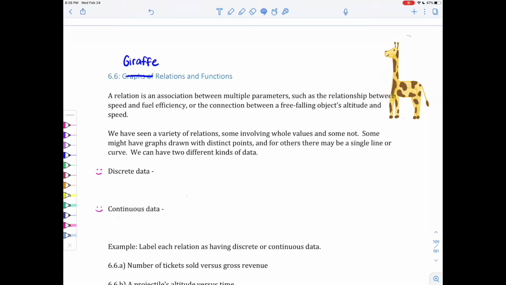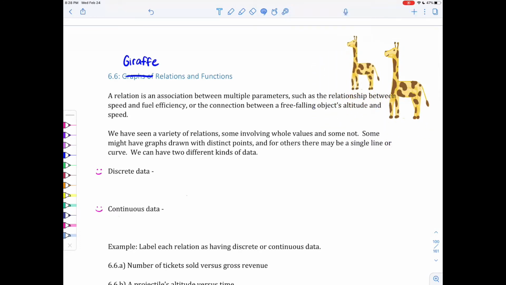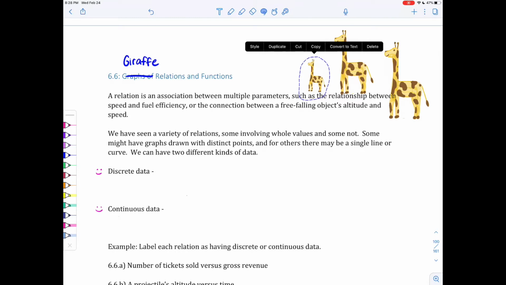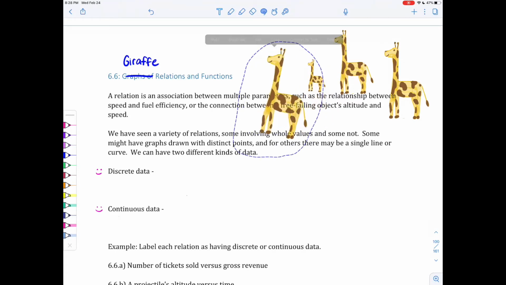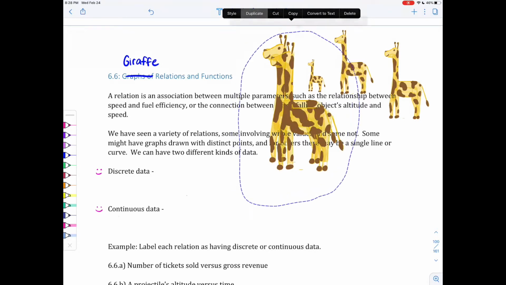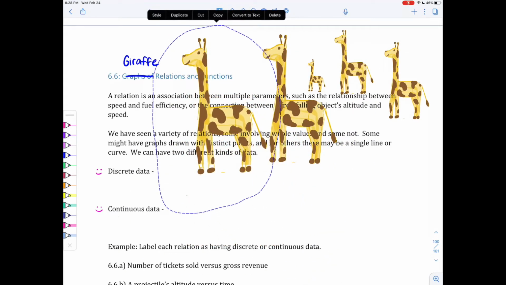All right, we see Oliver's back. And now Oliver actually also has a relative. This here is Olivia. And they've got a little baby sibling. This is Ollie. And they also have a mom, Olivette. Kind of hard running out of names. What are you doing? Giraffe relations.